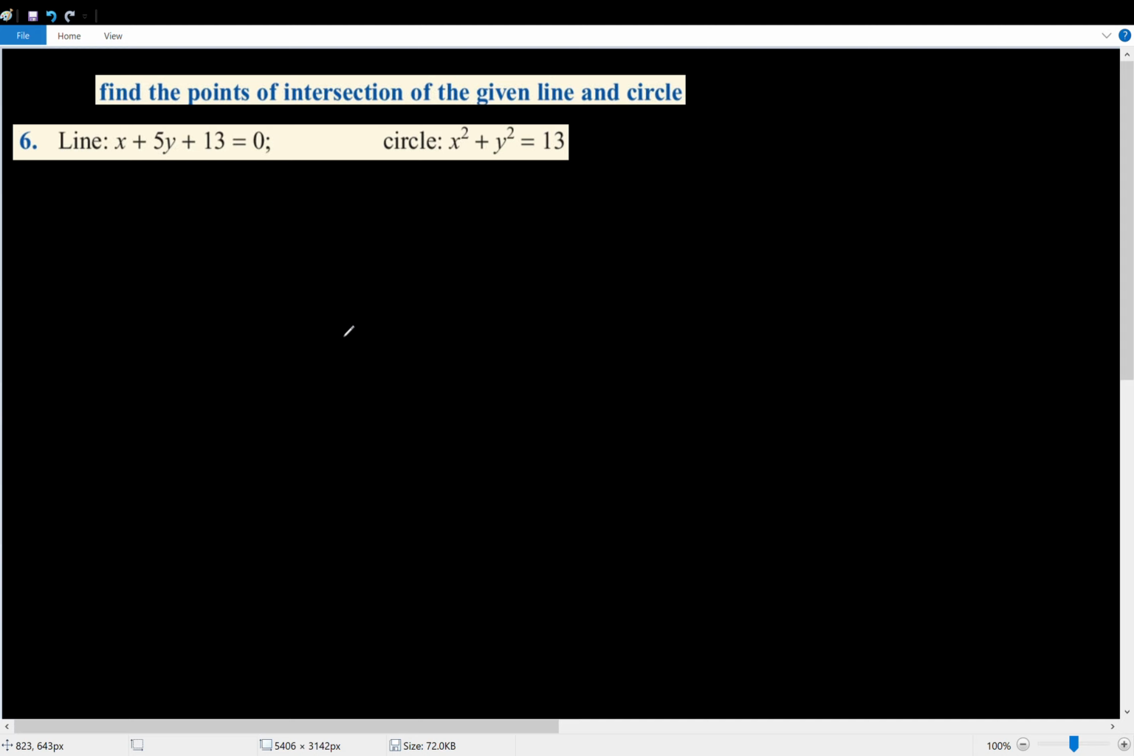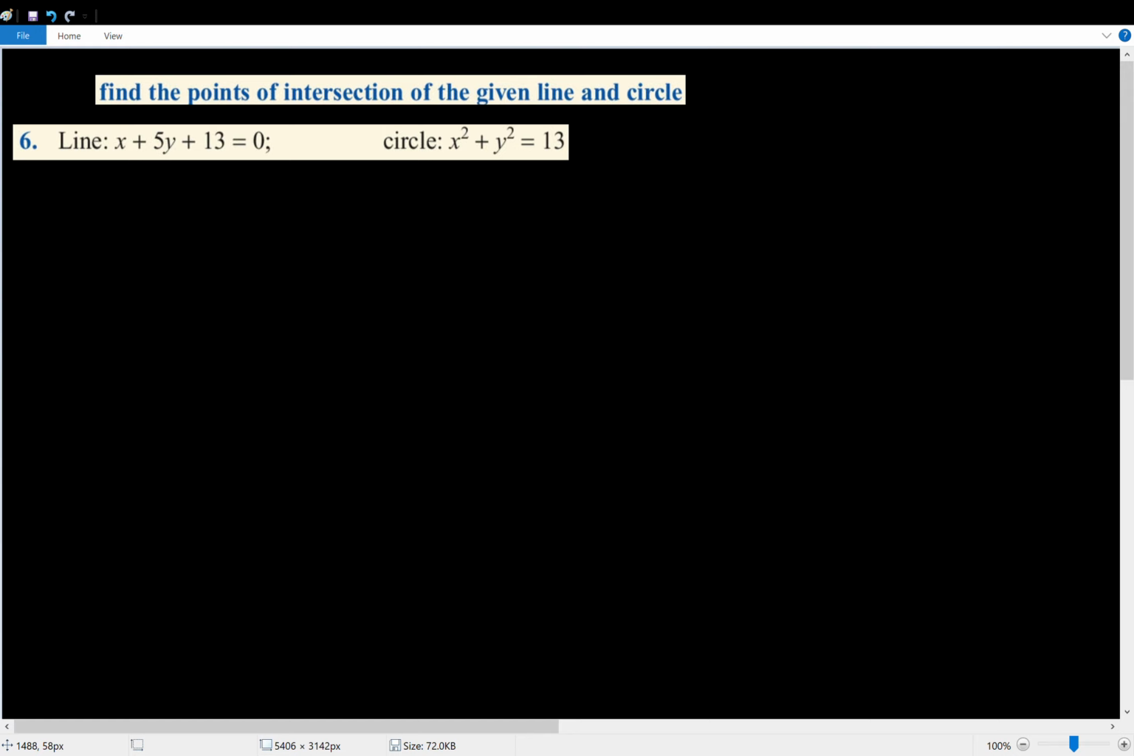This is question 6 from exercise 3.3 in Project Maths 3A. We have to find the points of intersection of the given line and the given circle. So we've been given the line x plus 5y plus 13 is equal to 0 and the circle x squared plus y squared equals 13.